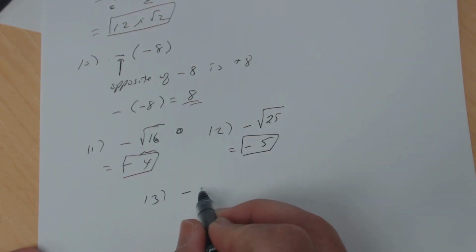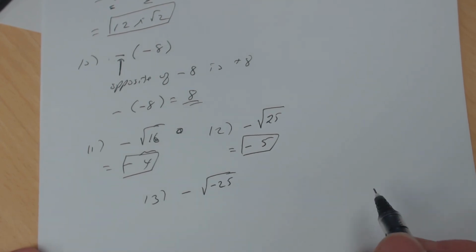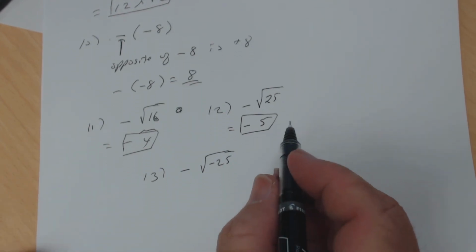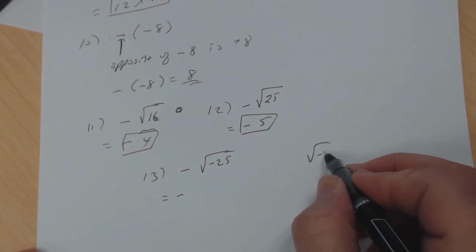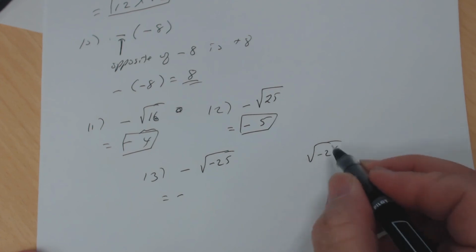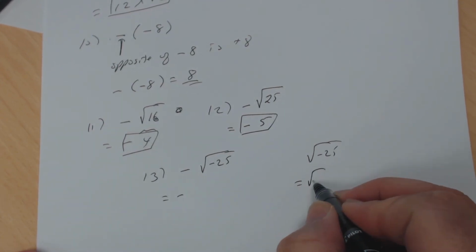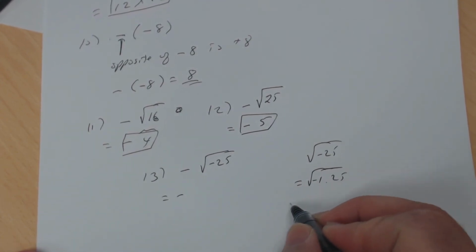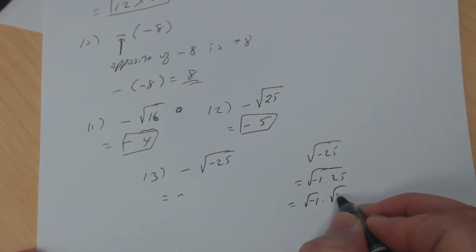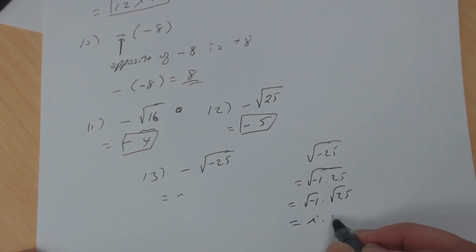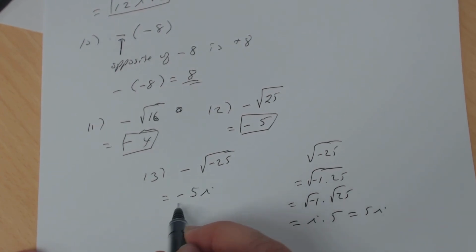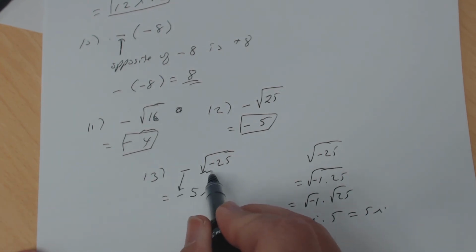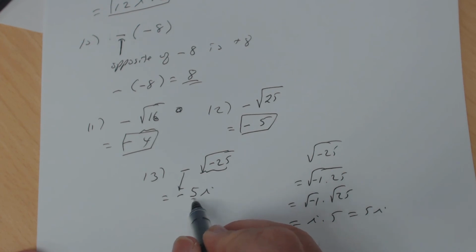If I had this, negative square root of negative 25, then that would be negative. Now remember, the square root of negative 25, if you just work on that on the side, is the square root of negative 1 times 25, which is the square root of negative 1 times the square root of 25, which is i times 5, which is 5i. So that becomes negative 5i. So remember, this is a negative part, and then the square root of negative 25 is this little part right here.